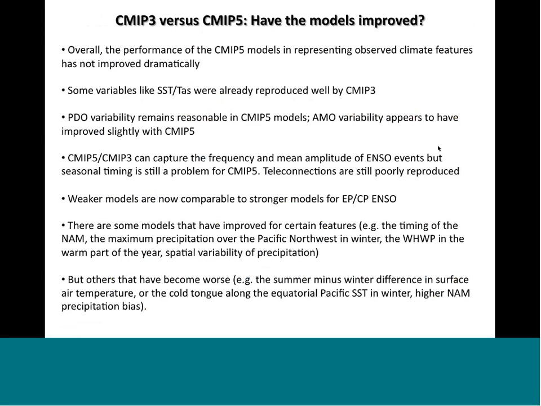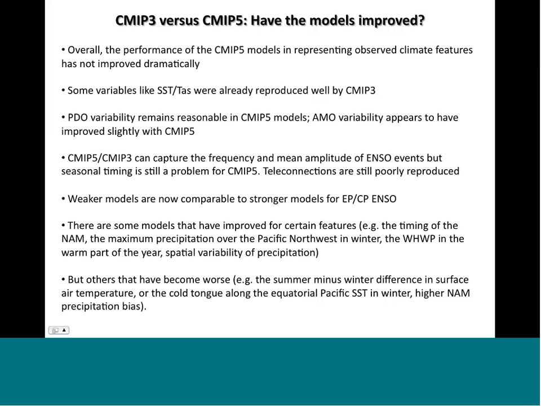And I'll just give you a couple of conclusion slides that looked at CMIP3 versus CMIP5 and the question of have the models improved. Overall, I think they haven't improved dramatically. Some variables like SSTs and surface air temperature were already well produced by CMIP3, so any improvements are pretty difficult. PDO variability remains reasonable in CMIP5. AMO, which I didn't show, also appears to improve slightly with CMIP5. For ENSO, they can reproduce the frequency and mean amplitude okay, but the teleconnections are still poorly reproduced.